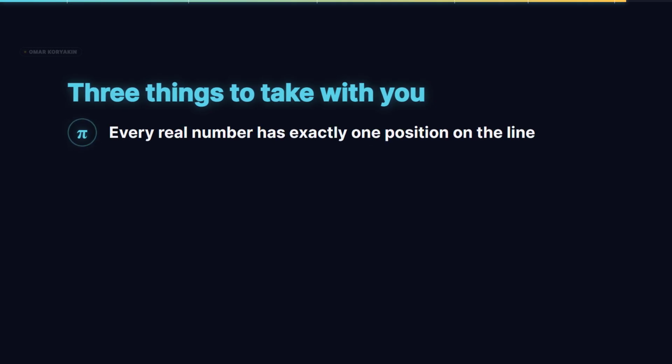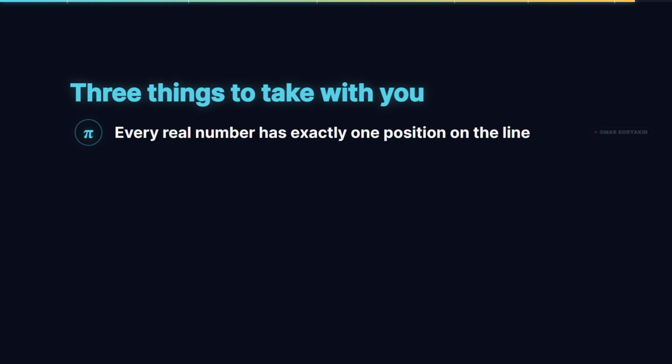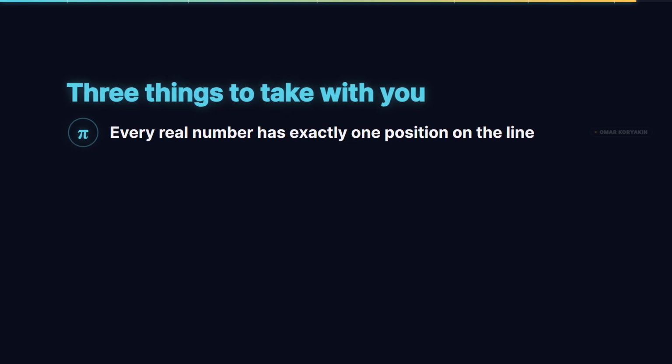First, every real number has exactly one position on the number line. Integers, fractions, irrationals, and any other real number you can imagine, every single one has a single, exact home on the line, and no two real numbers ever share the same address. From now on, when we talk about a number, we mean a point on this line.